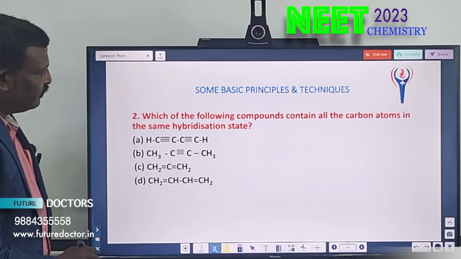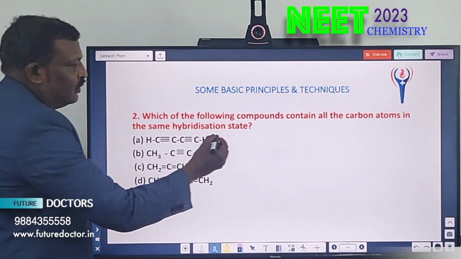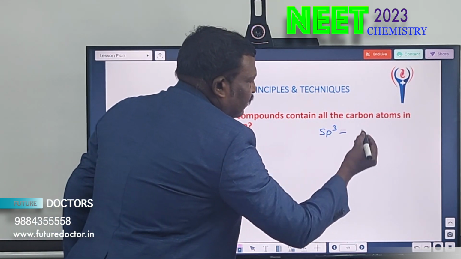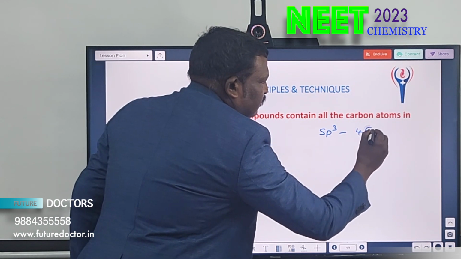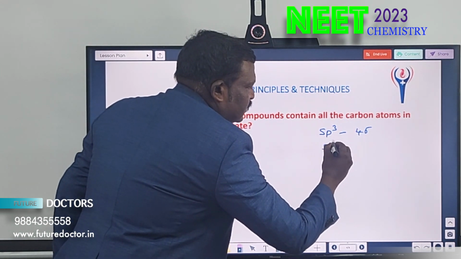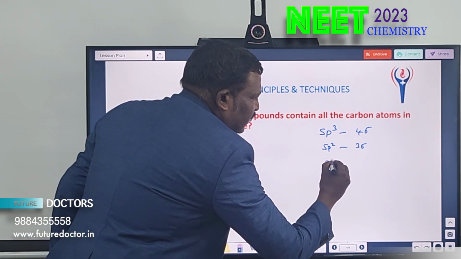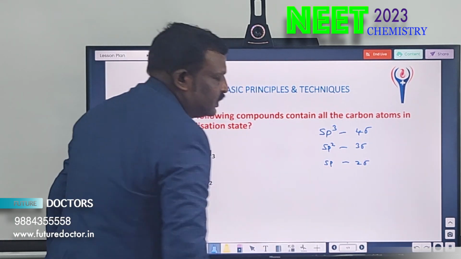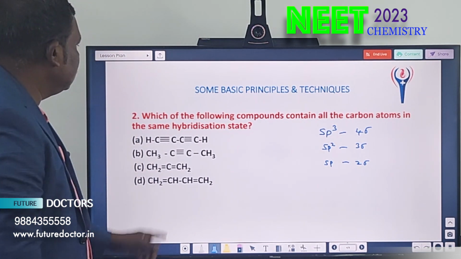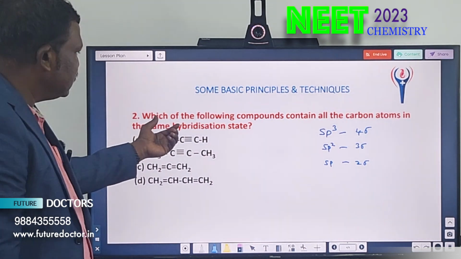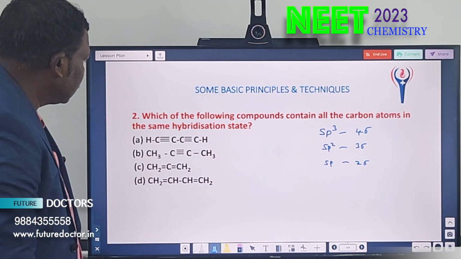Now we have to check each and every one. As I told you, sp3 hybridization has 4 sigma bonds. For sp2 hybridization, we have 3 sigma bonds. For sp hybridization, we have 2 sigma bonds around the carbon atom. So here they are asking which compound has all the carbons having the same hybridization state. That's the question.